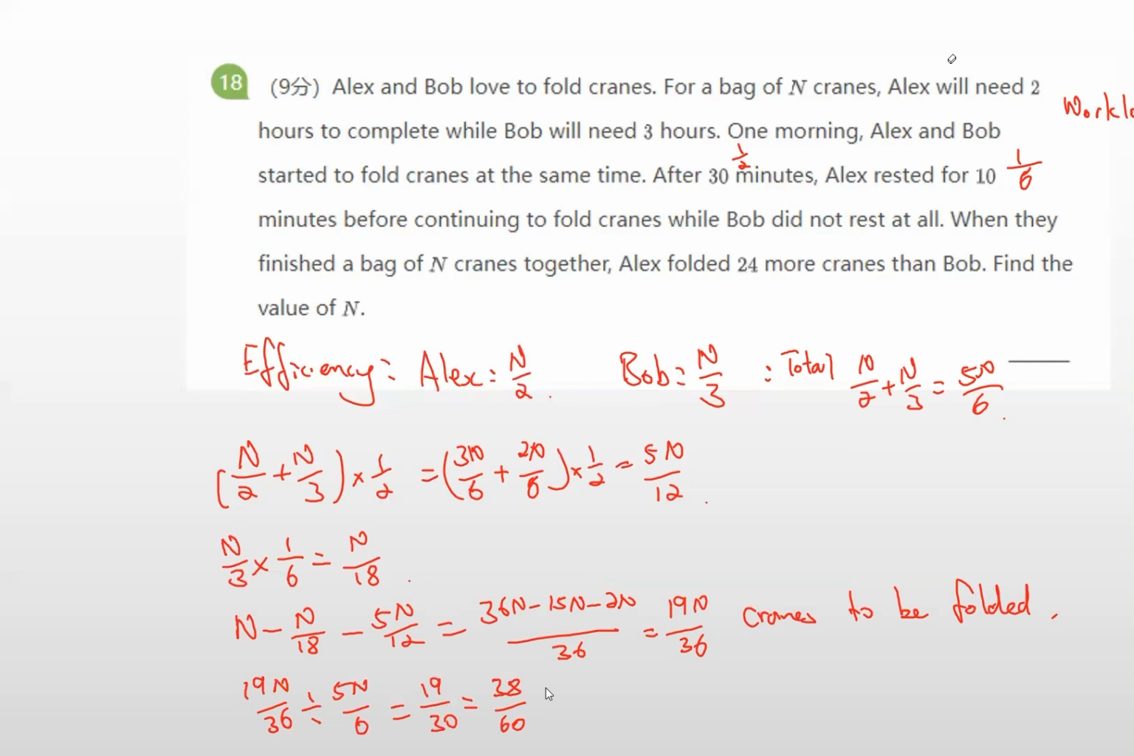So this is just, which means 38 minutes. So they use 38 more minutes to fold 19n over 36 cranes, right? So in total, if I draw a little line here, now we know from here, that's 30 minutes, 10 minutes, and here we got another 38 minutes.